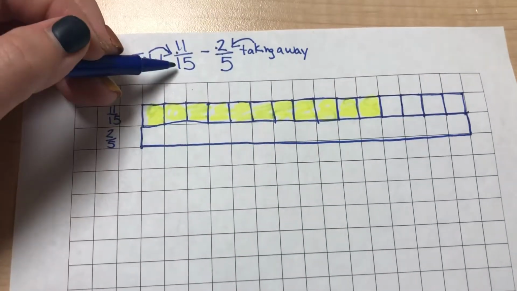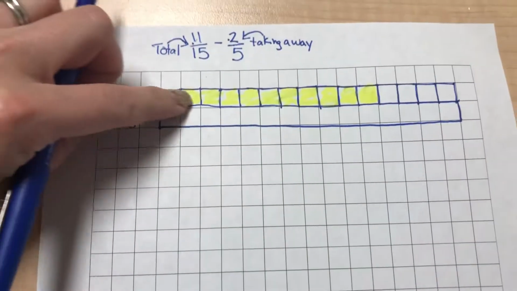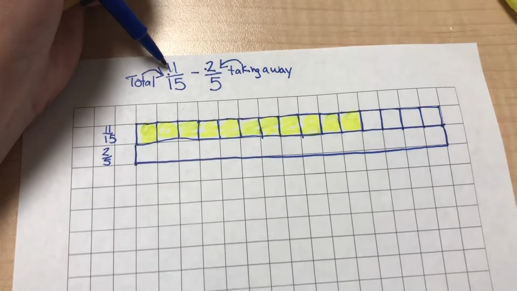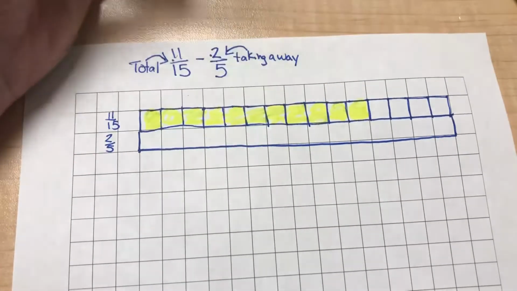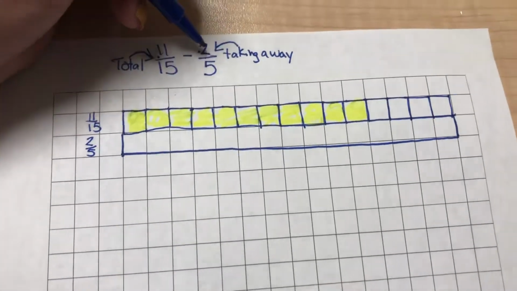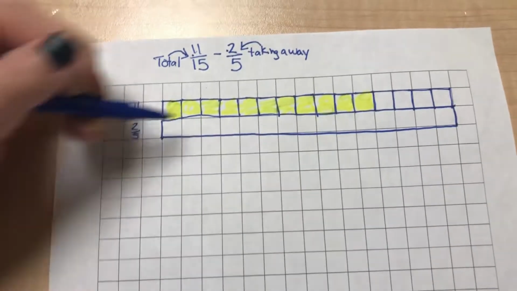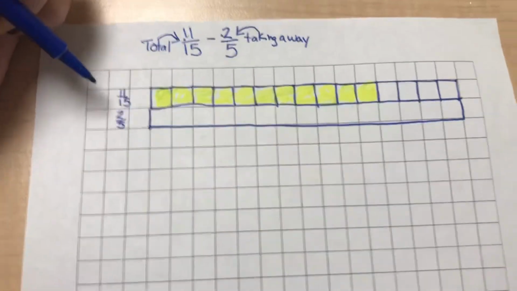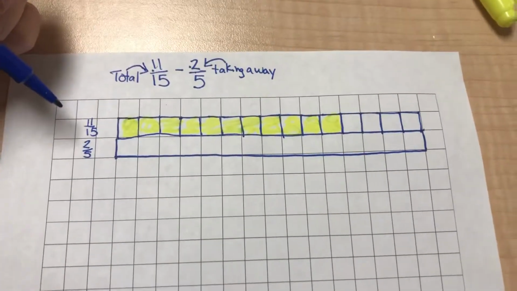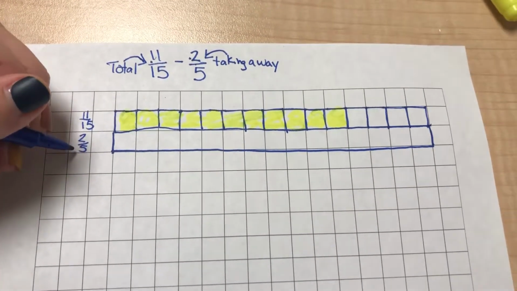Literally, I just look at my denominator. How many equal parts do I need? 15. And I literally just went 15 across. And then I need 11 out of the 15 shaded. I've shaded 11. Now here's where the tricky part comes. We're taking away 2/5. So I know right underneath it, just as my guide for my other strip diagram, to represent 2/5, I'm going to need to have 5 equal pieces.